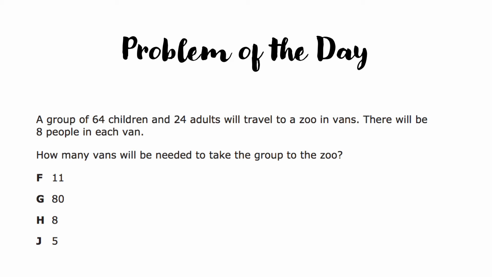I'm going to use a check mark because I drew it. Then it says there will be 8 people in each van. So I'm going to draw one van because I don't know how many vans I have yet. That's what we're trying to figure out. Here's one van. And I have 8 people who can go in there. So out of this total of people, 8 are going to go in this van, then another 8, then another, so we can see how many vans we actually need.